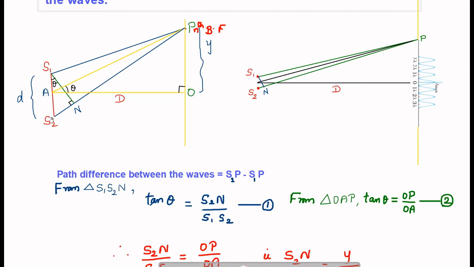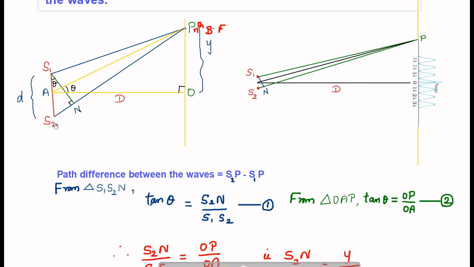S1 and S2 are the two sources. S1P and S2P are the paths of the waves which produce the nth bright fringe at point P on the screen, which is kept at a distance D from the sources. S1N is the normal drawn to the path S2P. S1S2 and S1N make an angle theta. Similarly, AO and AP make the same angle theta.